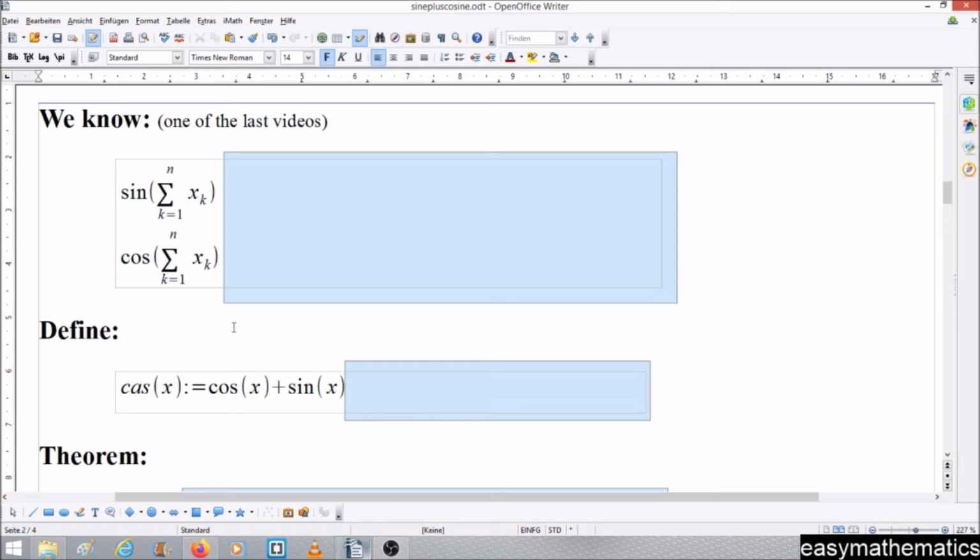While I did this video, I saw a video from Dr. Baker. The link is in the video description. He showed a couple of nice properties of the cos function, and he showed the addition formula cos of x plus y, and there was a nice symmetry in this, and so I decided to generalize this result.